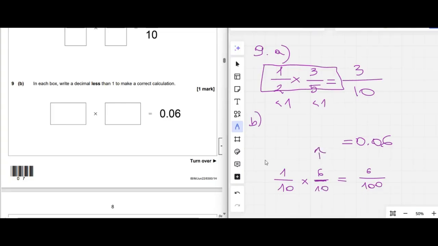So now let's convert that back to decimals. 1/10 is 0.1 and 6/10 is 0.6. If you multiply this, it will be 6/100. That's that.